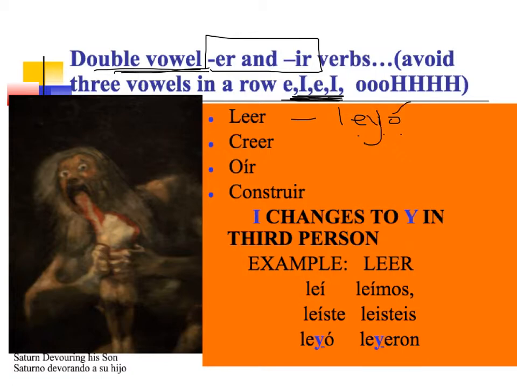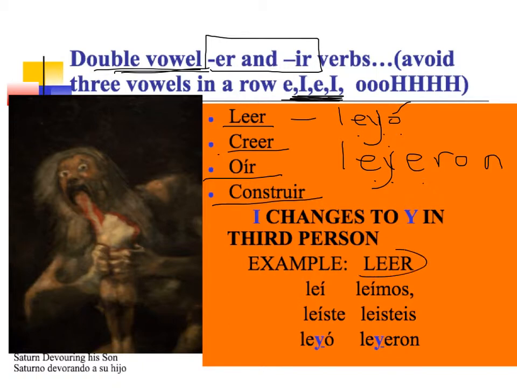That's happening in leyó. And it will happen again when I do the IERON ending because, again, pronouncing three vowels like this in a row, the I becomes the Y. Leyeron. And now that will be true for any ER or IR verb that ends up with a vowel at the end of the stem. So here, again, is our leer verb. And this idea of the I to Y is kind of familiar because you were doing it already when we worked with progressive.